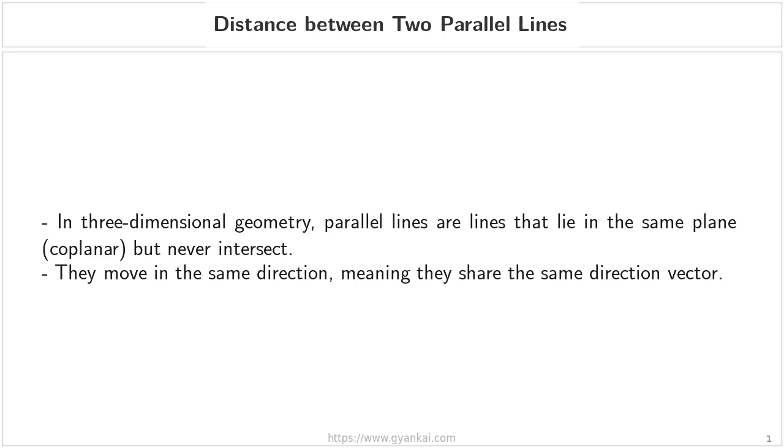Secondly, the key characteristic that defines them is their direction. Parallel lines move in exactly the same direction, which mathematically implies that they share the same direction vector. As we move through the next few slides, we will see how we use this shared direction vector to mathematically represent these lines and ultimately calculate the shortest gap between them.